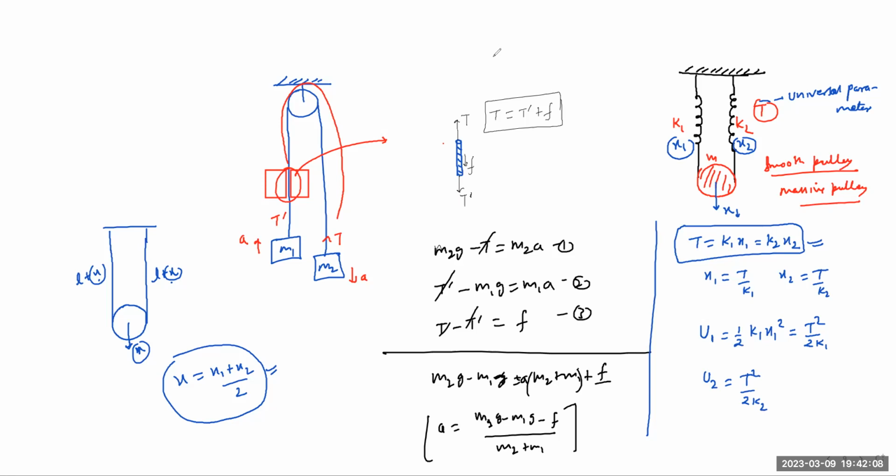So the whole idea is you can write the constraint and use this method, because if you write the laws of motion of this block, what is the net force acting on this block in this pulley?